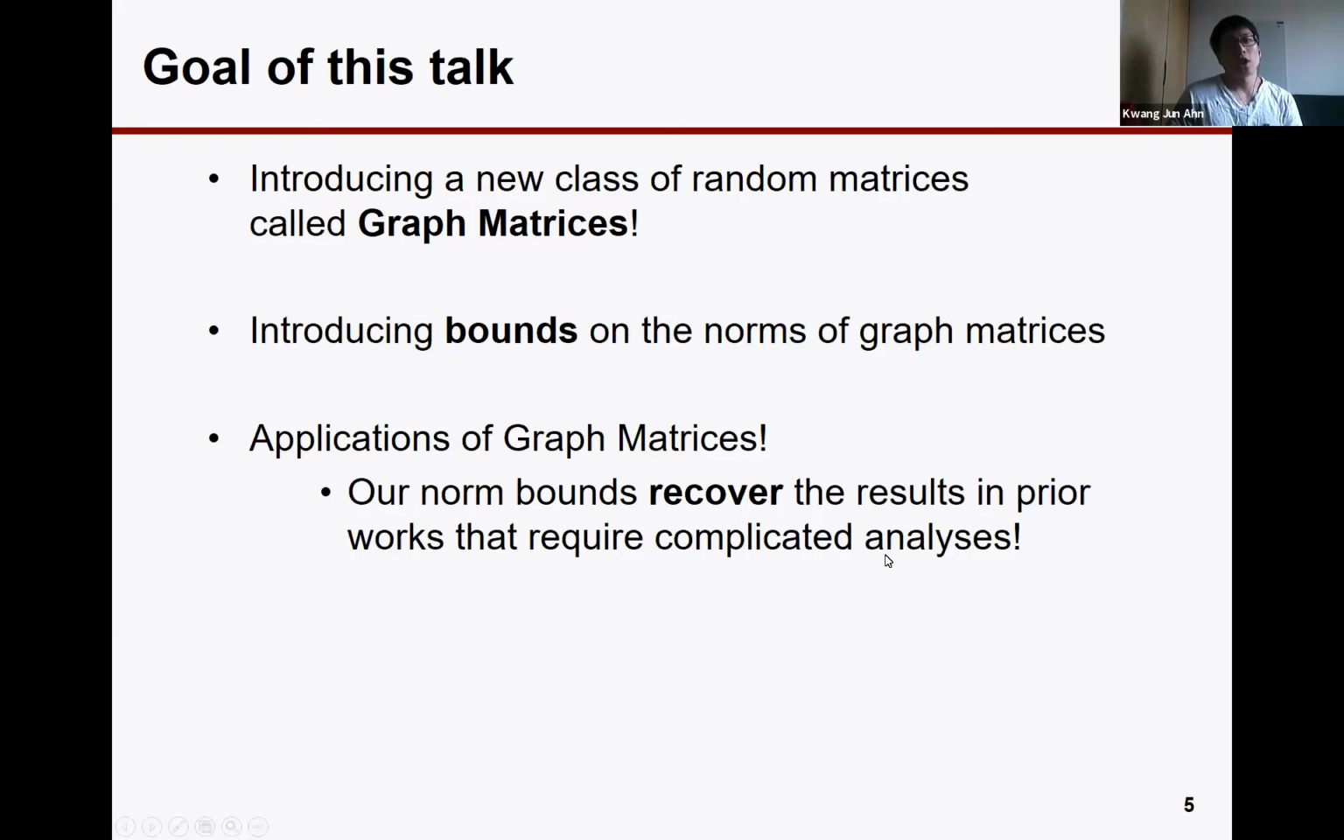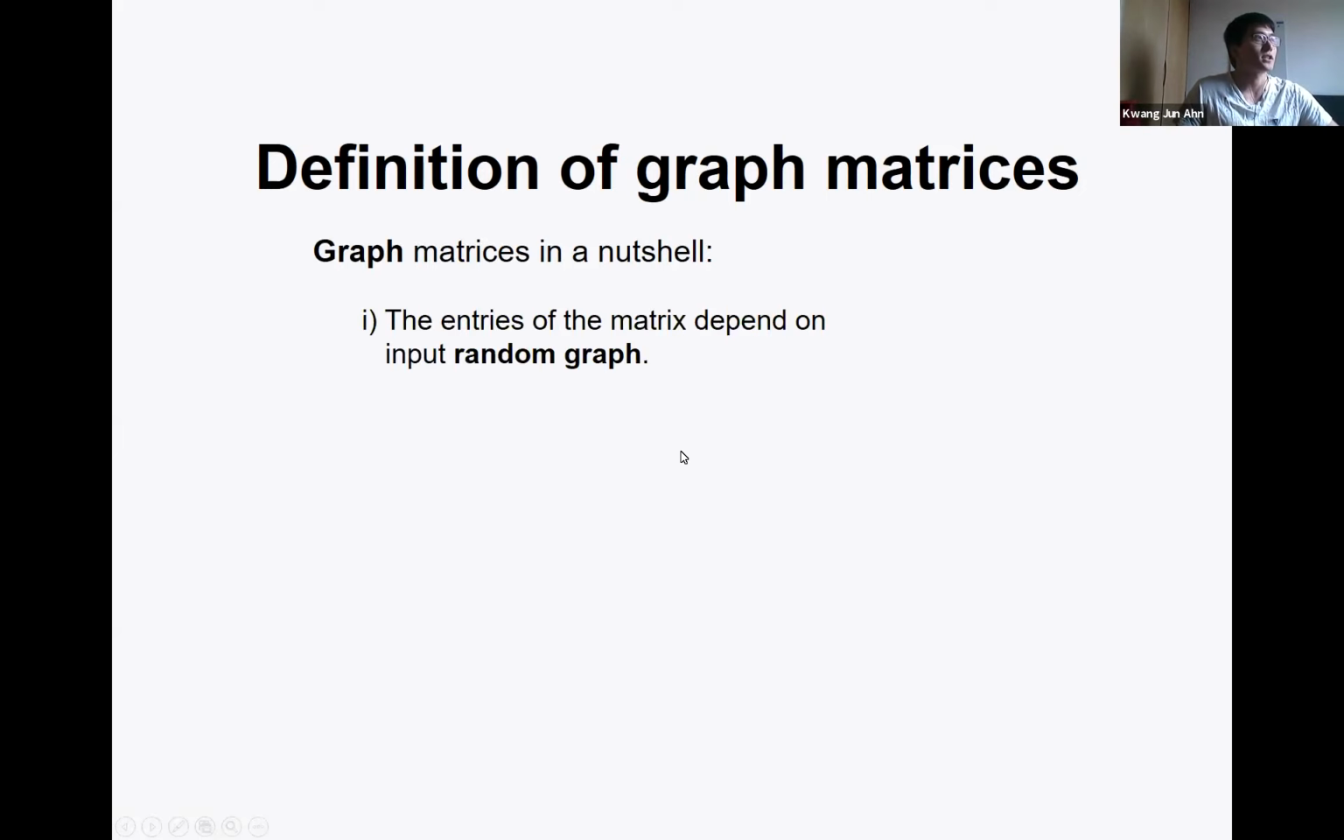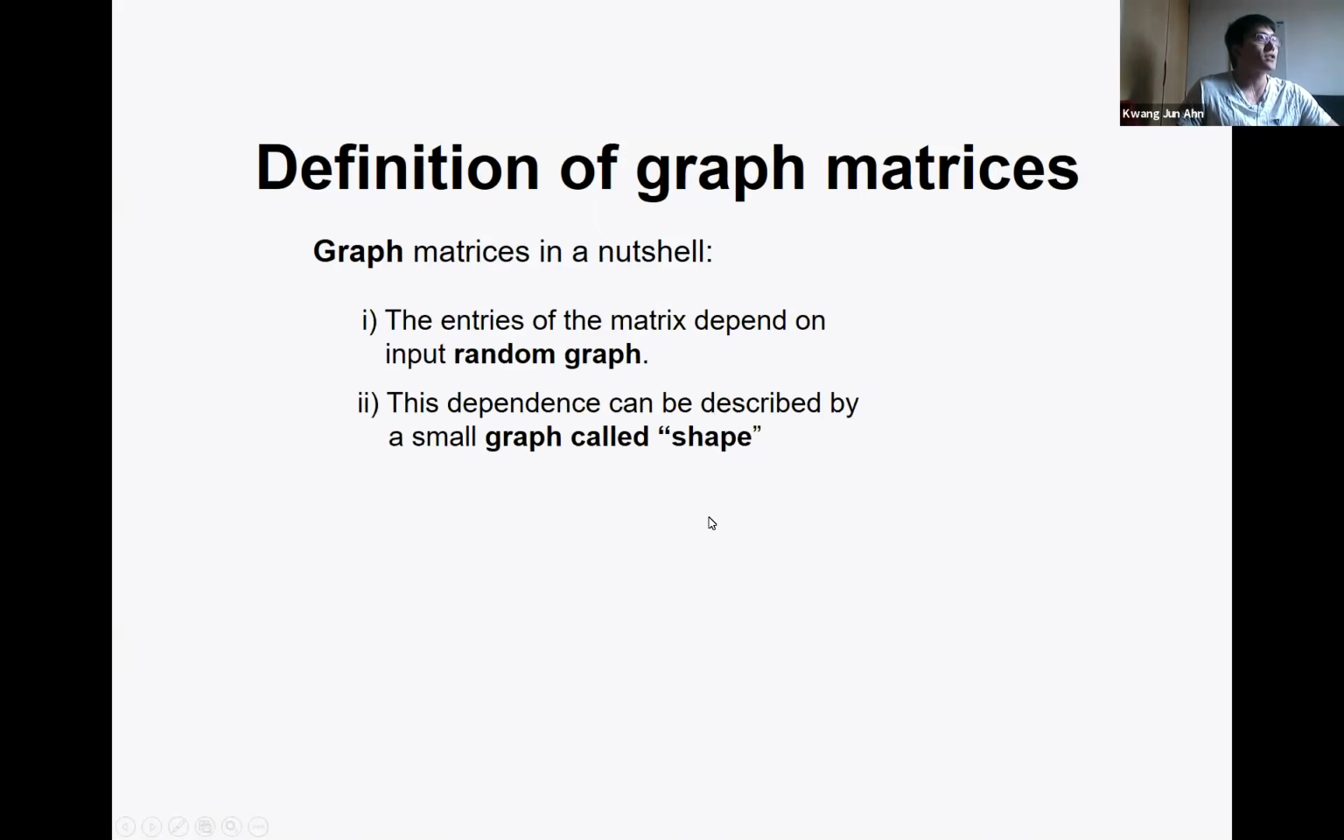Okay, so let me move on to the formal definition of graph matrix. It's really helpful if you keep the motivating example in mind throughout the definitions. So graph matrices, in a nutshell, are random matrices where the matrix depends on a random graph input, but the dependence is captured by what I introduced earlier, a shape, which is just a small graph.